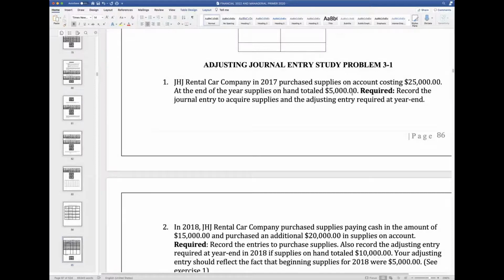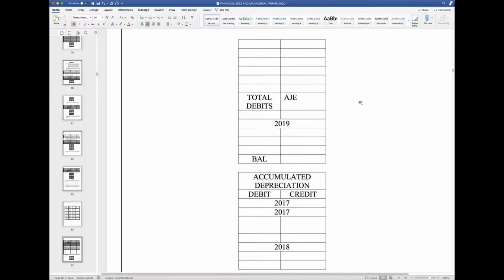15. Is it 20,000? Yeah, I think more like 20. I'm looking at the paper from yesterday. So we did, you're always taking the difference. The adjusting entry is never what's on hand. It's the difference between what's on hand and what you had available. So that's $20,000.